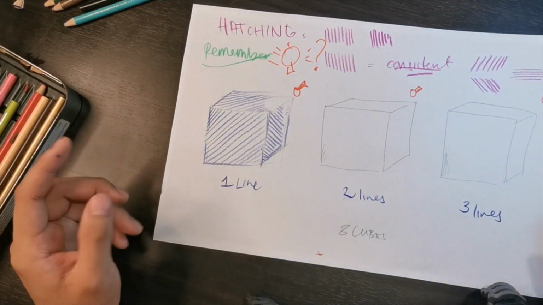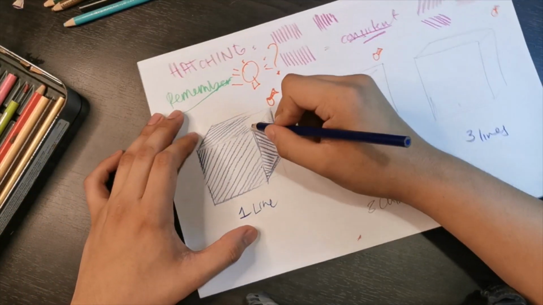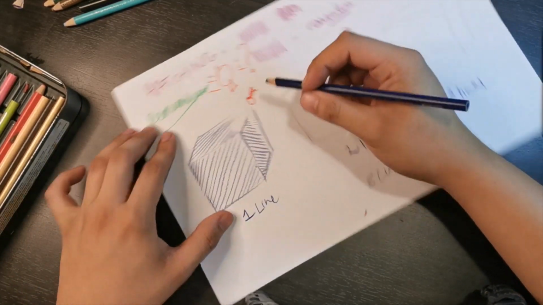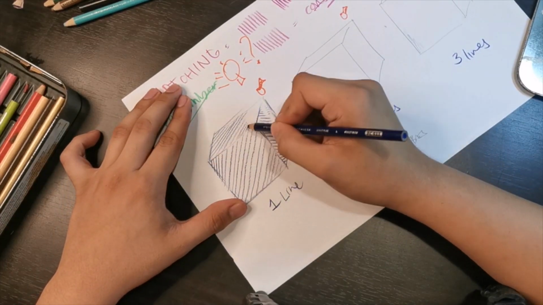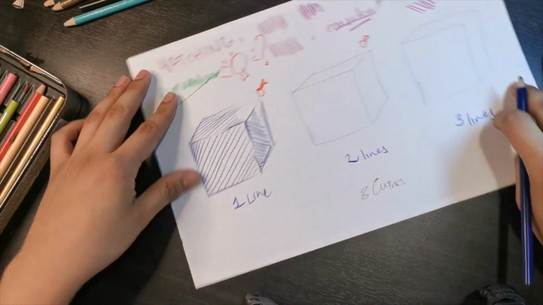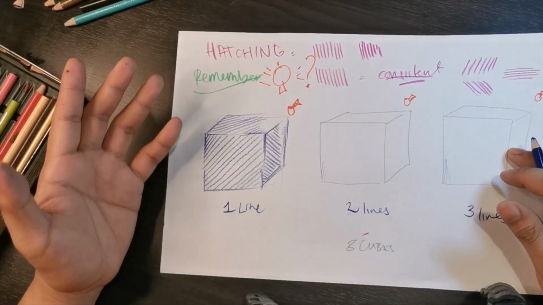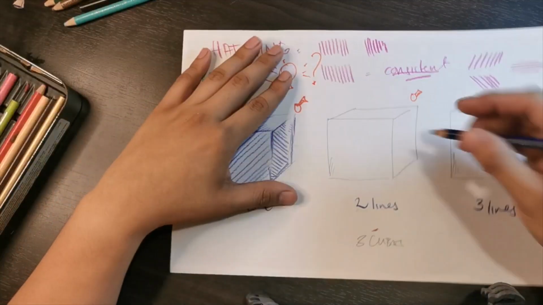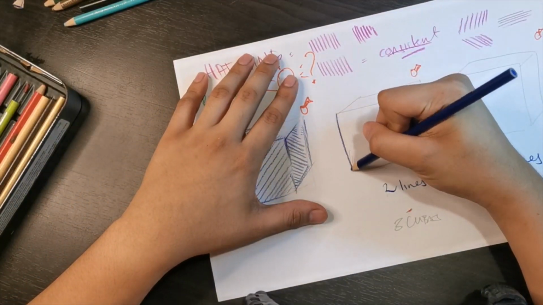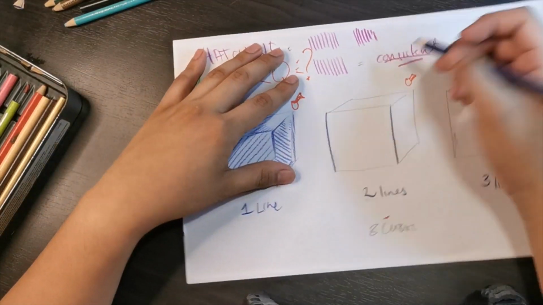That is how you render with just one layer of hatching. Now, notice how I left out spaces para dun pinapakitang tumatama yung light source. Now, let's try to do the same with 2 lines. Okay? I just outlined the corners so you can see.